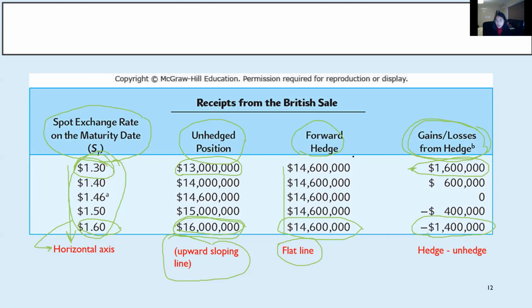The important thing here, though, is to understand that for the hedge position, my payoff stays the same, regardless of how the market moves. Whereas for the unhedged position, the future USD proceeds depends on the future spot exchange rate movement.